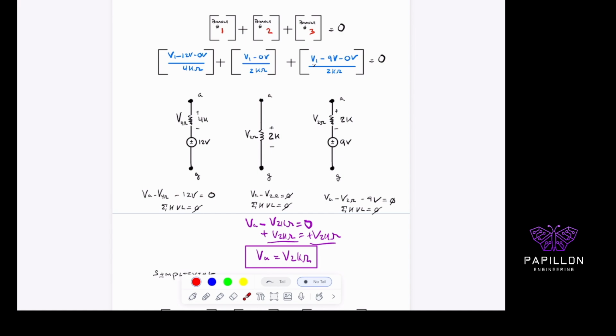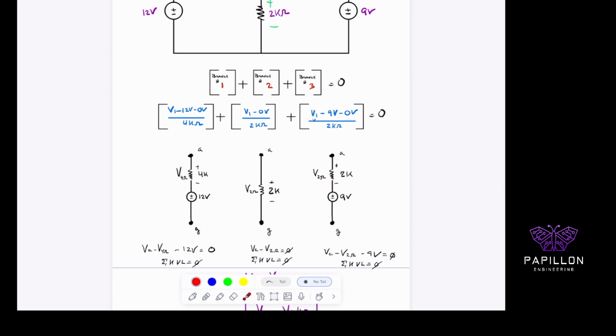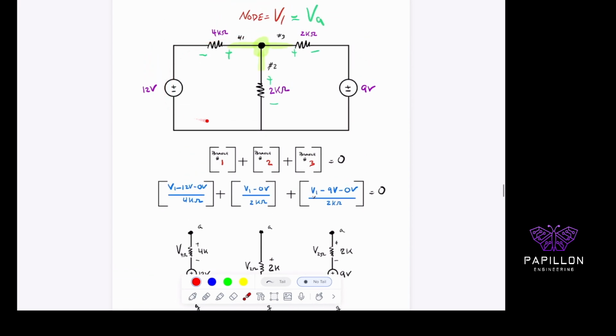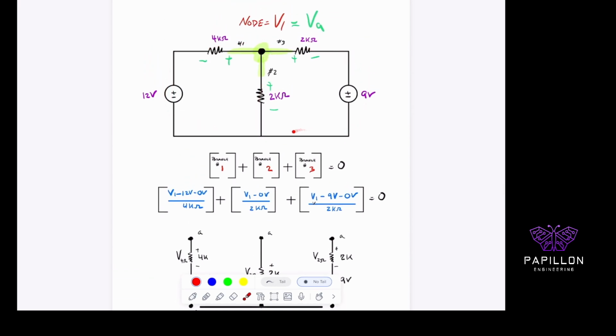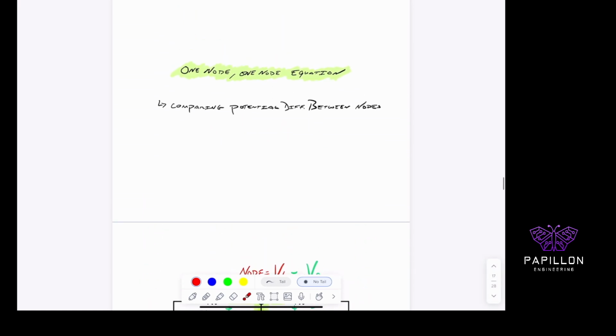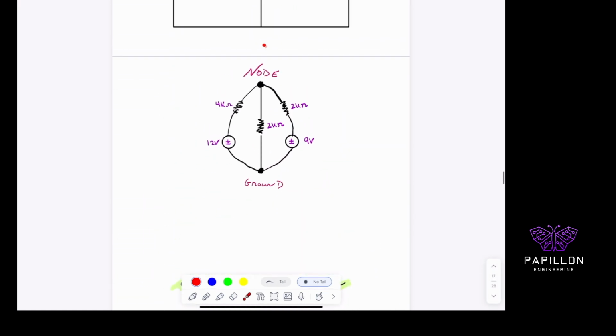And what I'm trying to say again is that this branch, the leftmost branch, the middle branch, and the far right branch, if you think about it, let's go back to this picture, they are all in parallel to each other. Super important. So what does that mean? That means they all have the same voltage from here to here. That's the first thing you learn in circuits: any branches that are in parallel, the voltages are the same.